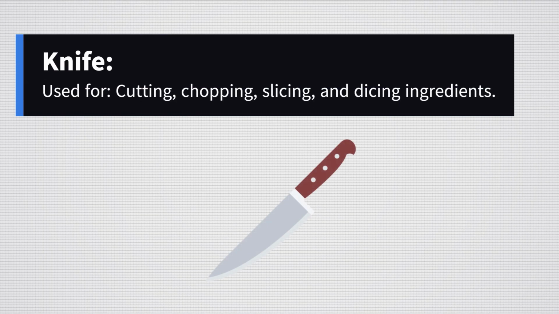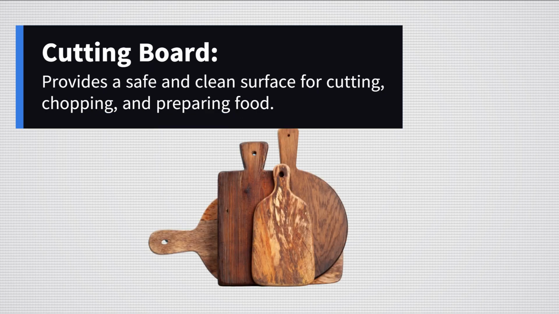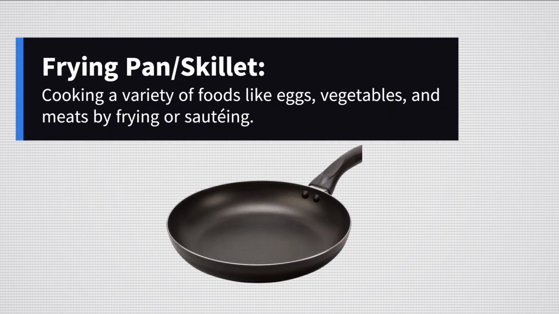Knife. Used for cutting, chopping, slicing, and dicing ingredients. Cutting board. Provides a safe and clean surface for cutting, chopping, and preparing food. Frying pan or skillet. Used for cooking a variety of foods like eggs, vegetables, and meats by frying or sautéing.